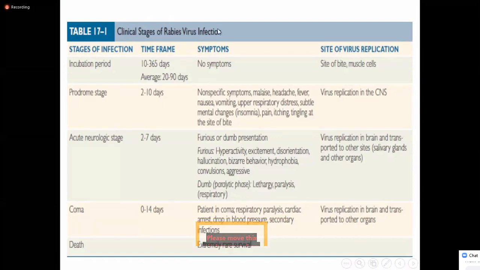What are the 4 stages of rabies? Look, this is the incubation period. We said it varies from 10 days to 1 year, with an average between 20 and 90 days. The rest I do not want from you here, only the stages. Prodrome stage takes about 2 to 10 days. Acute neurologic stage, 2 to 7 days. Then coma, where the patient may immediately go into coma and then die, or may stay in coma up to 14 days. Unfortunately, once these symptoms start, the last stage will be death of the patient. So with the incubation period, there are 4 stages: prodrome, acute neurologic stage, coma, and death.